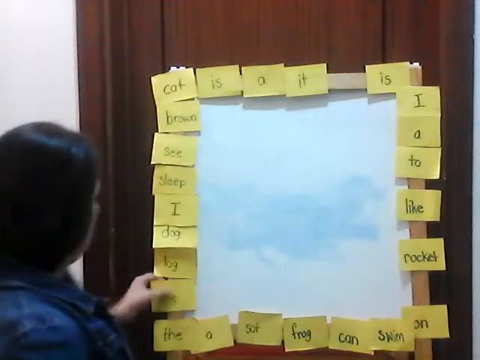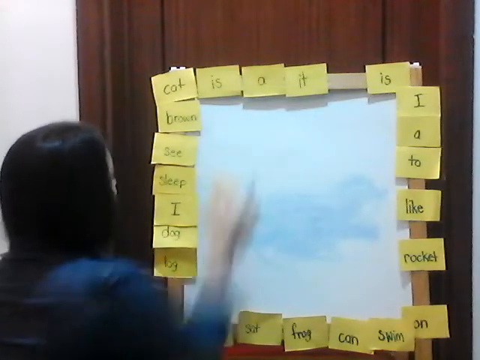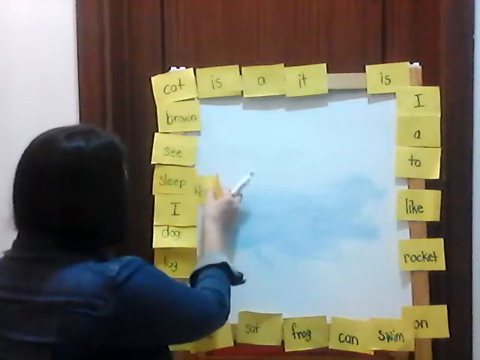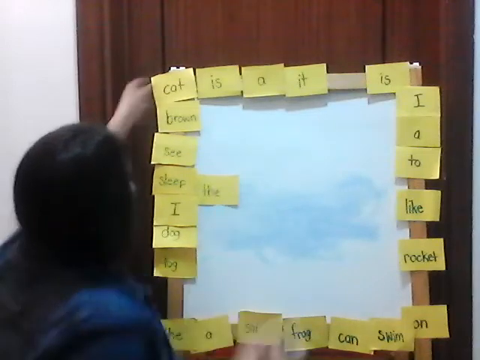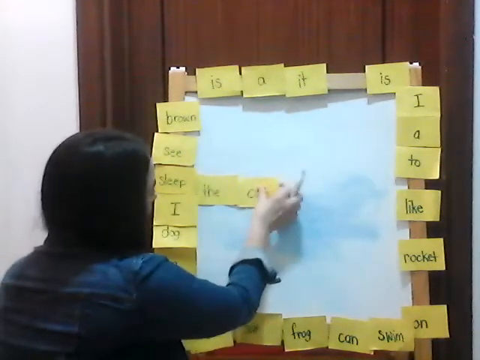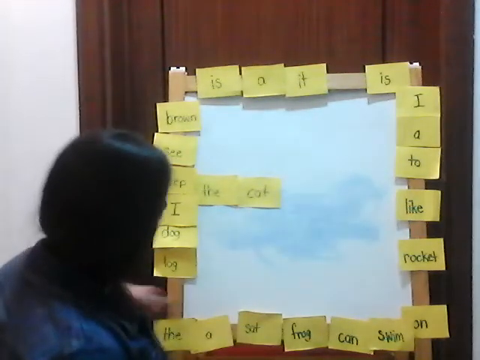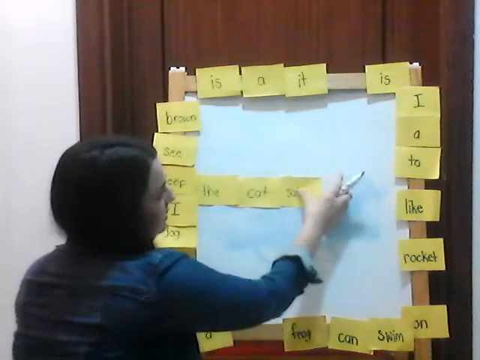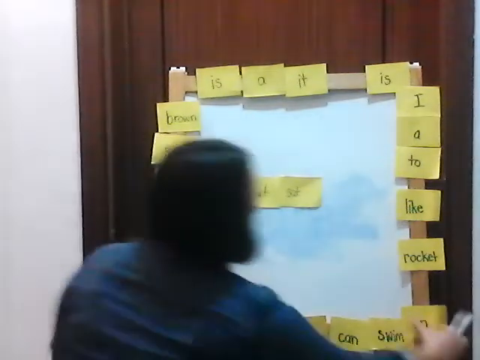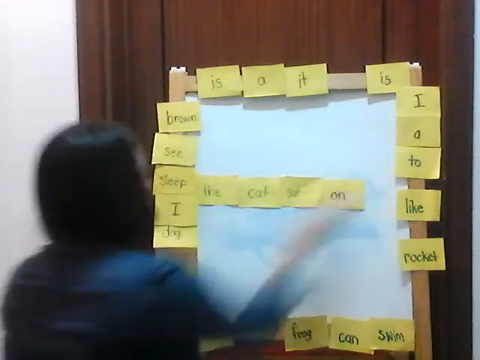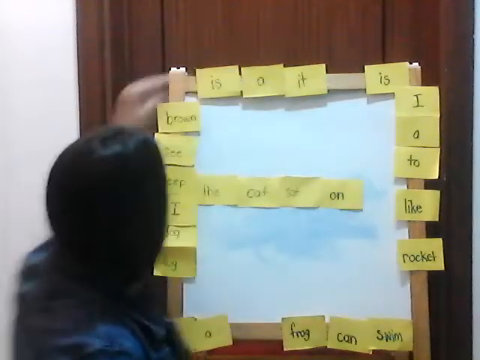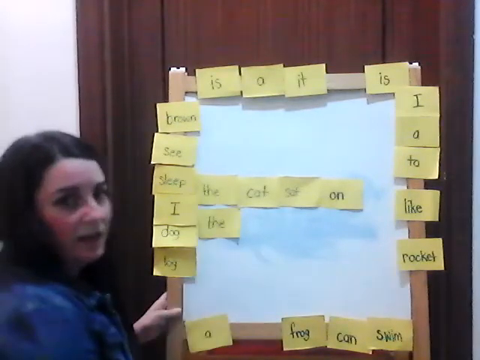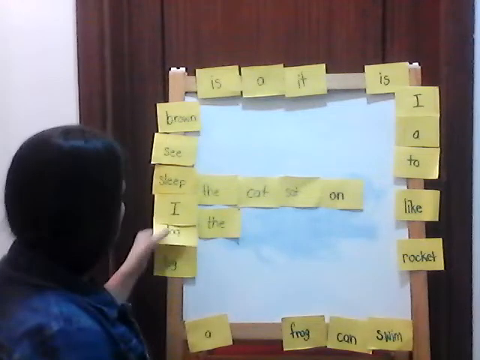Let's do the cat sat on. It's going to be a long one. Okay, now I've run out of room here, so I'm not going to put a word there. What I'm going to do is to take my word and put it underneath, making sure I always start on the left side. The cat sat on the dog.